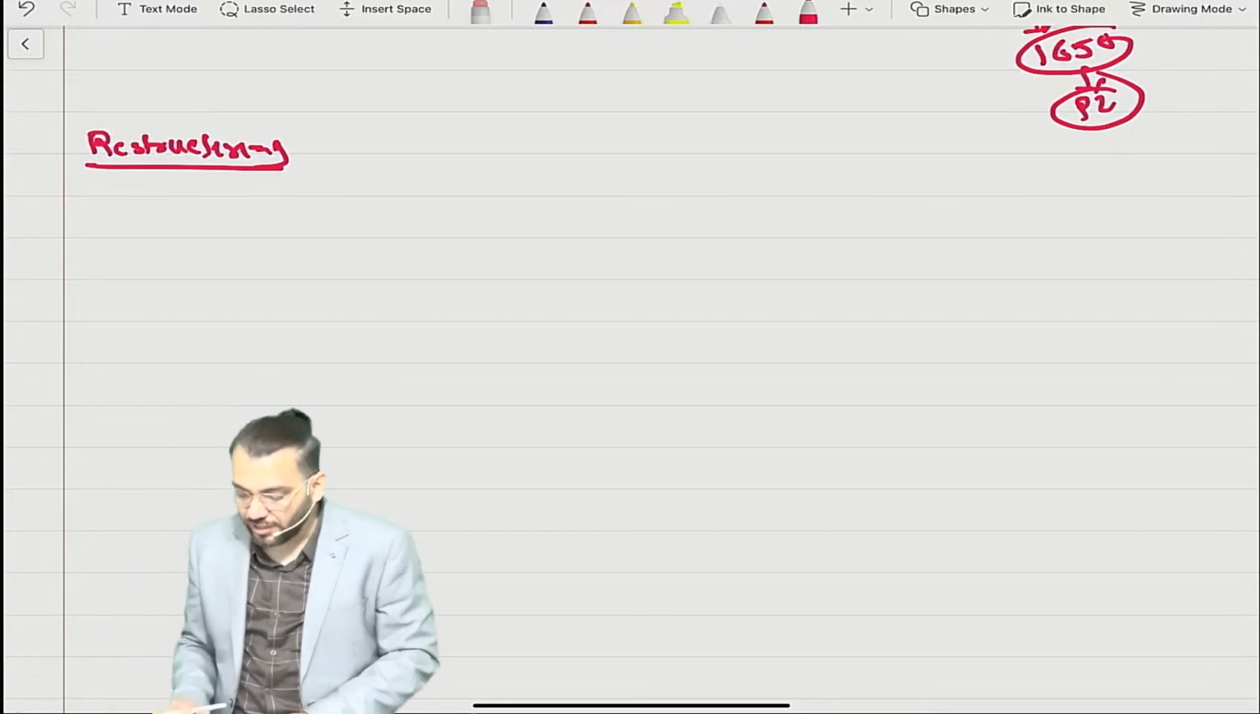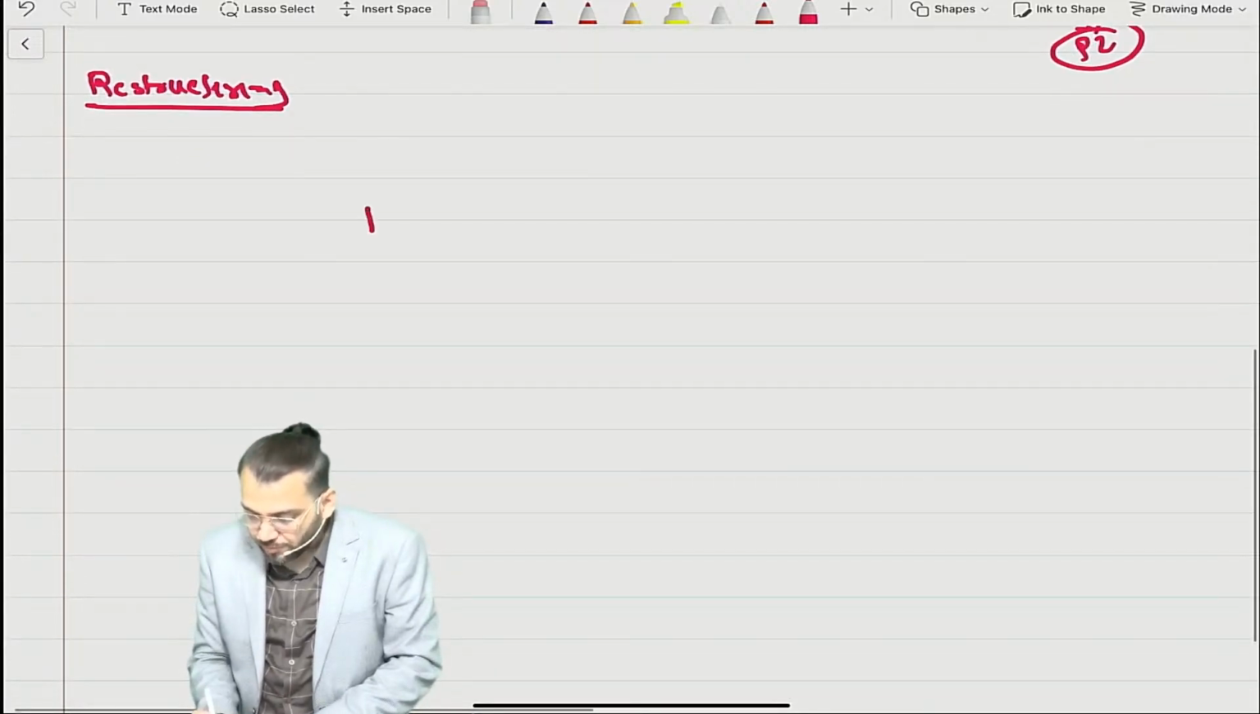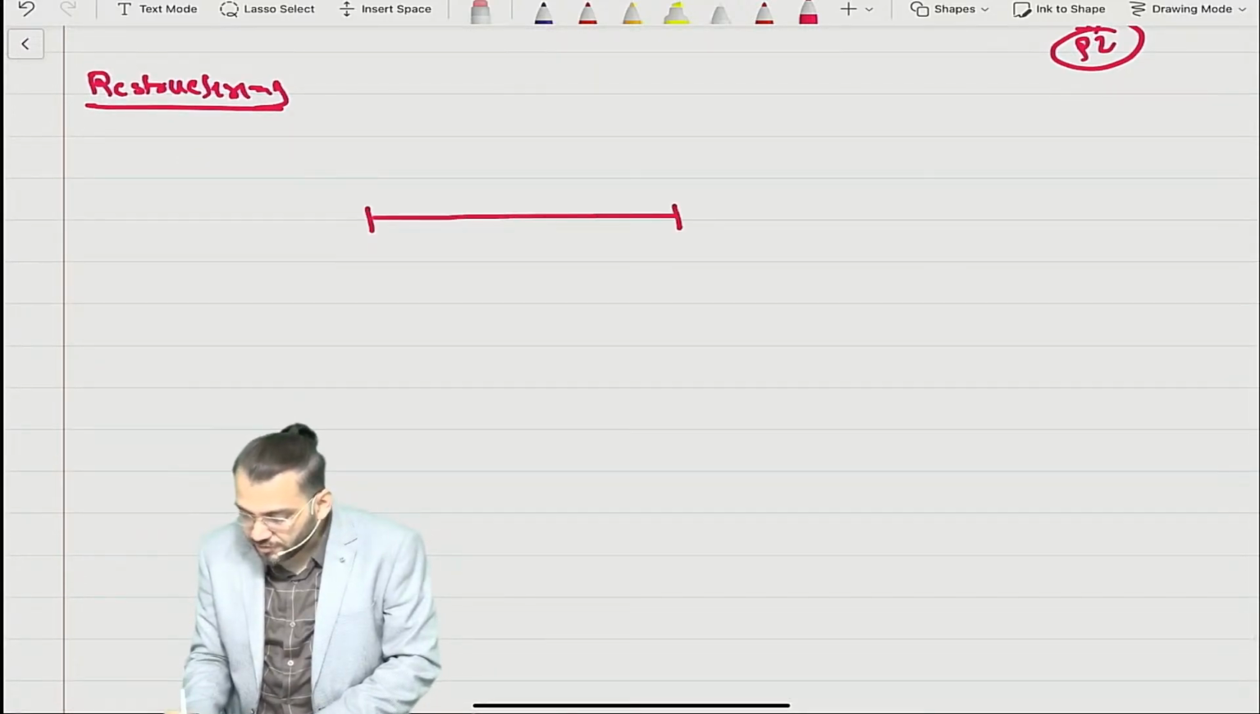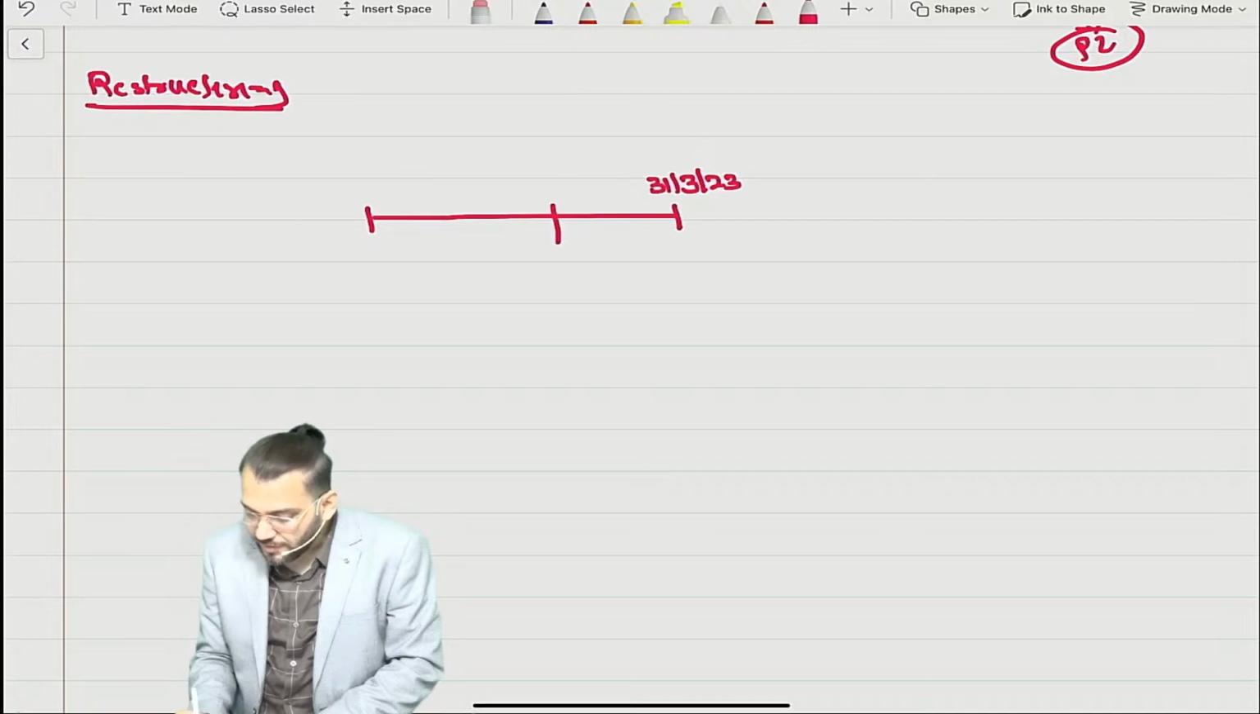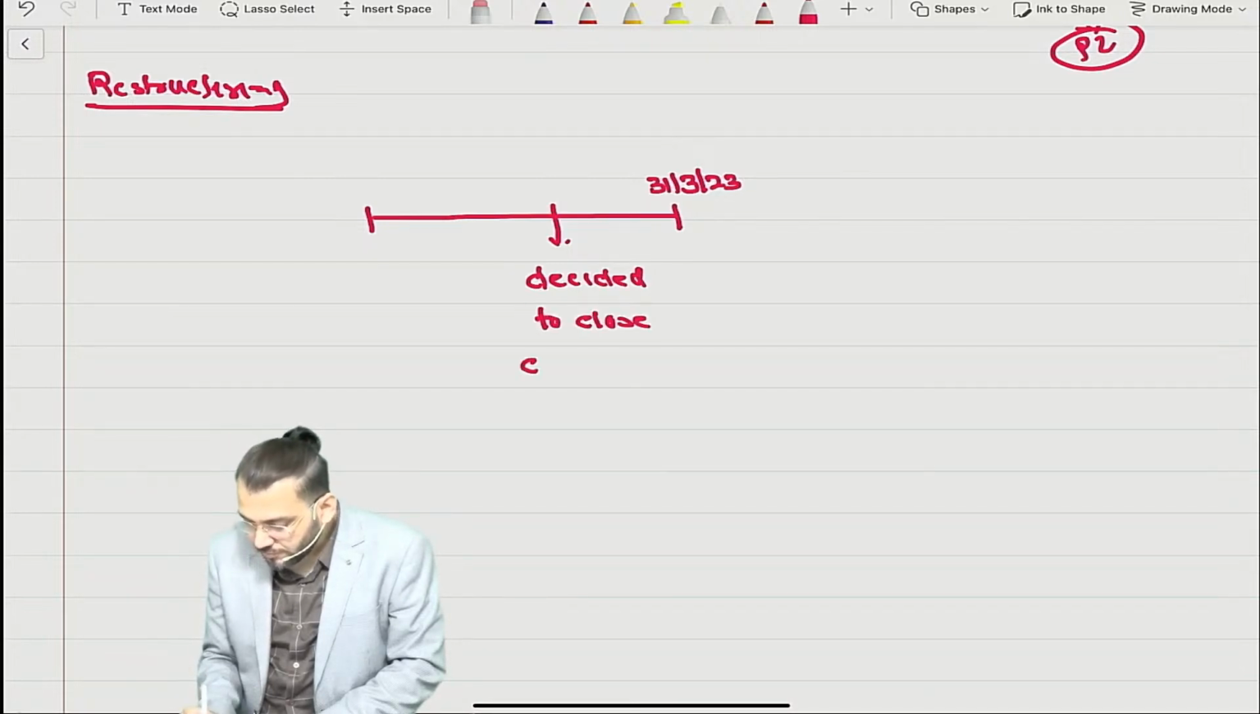Now just try to understand. Suppose this is 31st March 2023, and here we have decided to close down one factory.